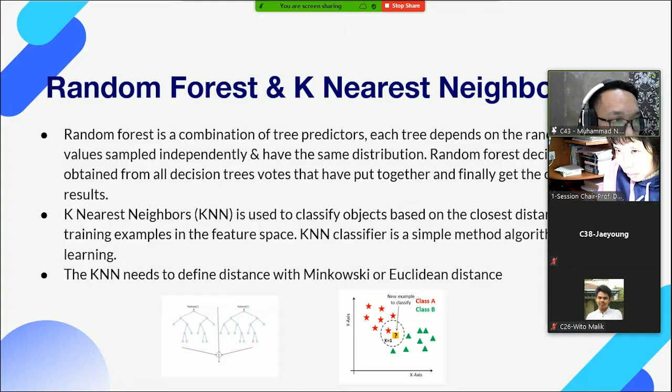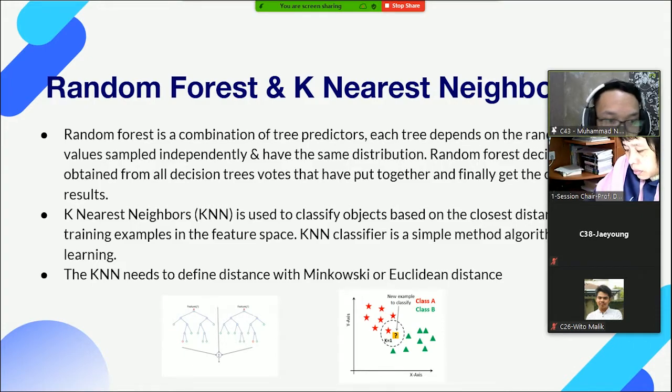These are the classifiers we use for comparison. The first one is random forest. Random forest is a combination of tree predictors. Each tree depends on a random sample and has the same distribution. To get the classification result, the random forest needs to gather decisions from all the trees in the forest. And for the KNN, it is the simplest machine learning method.